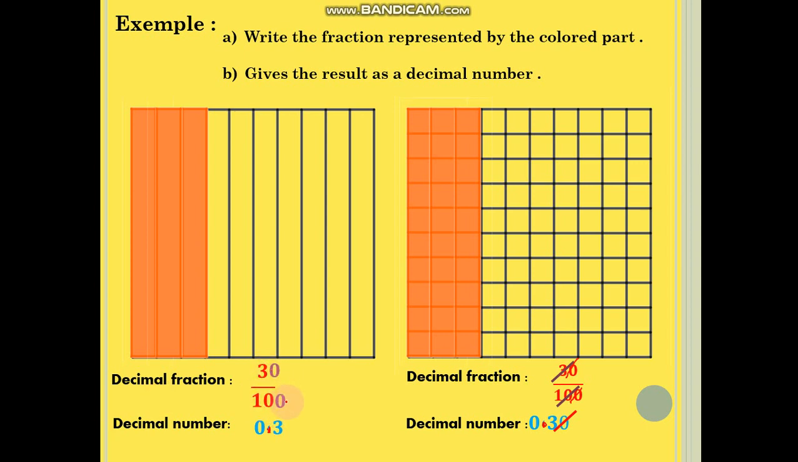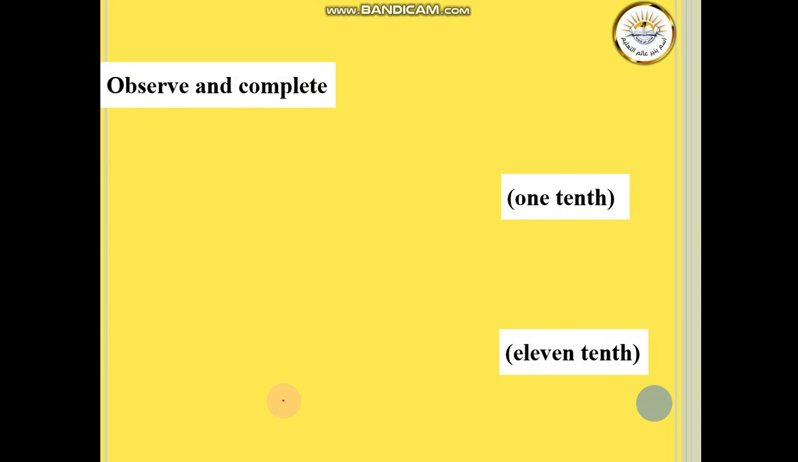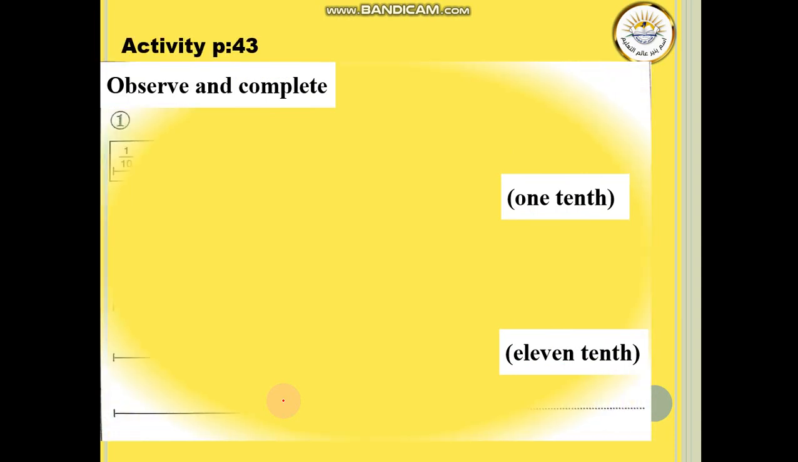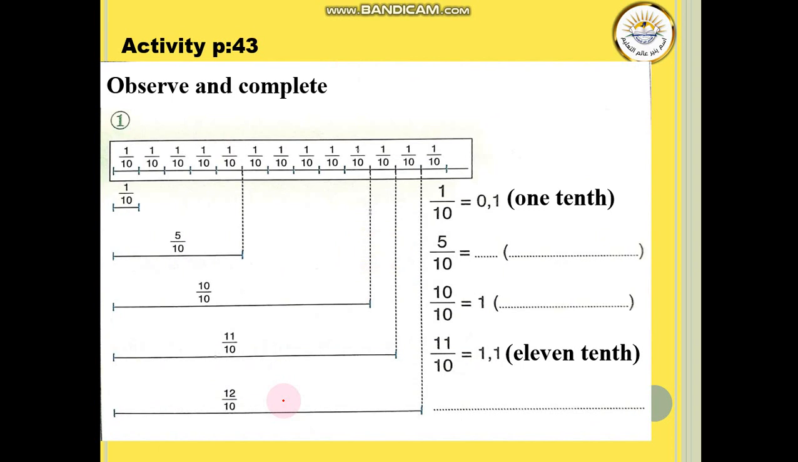Look, if I put 0 here, it's the same thing. So observe and complete. Activity page 43. Let's see. Here I have a line that is divided into many parts. Here I have 1/10. So 1/10 is equal to 0.1, because I have 10 in the denominator, so I should have only one digit after the point. It's called 1/10. 5/10 is 0.5, and it's called 5/10.